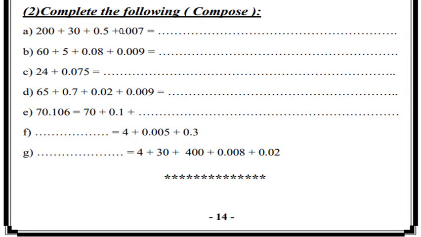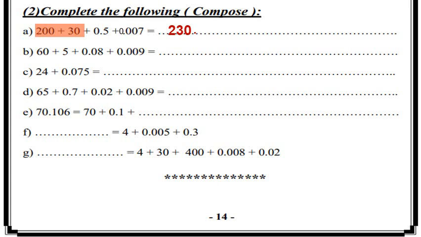Complete the following. Compose means put the numbers together. In letter A, I have 200 plus 30 plus 0.5 plus 0.007. Here I have 200 plus 30 as the whole part, so 200 plus 30 means 230. Then we are going to move to the decimal part. So put the decimal point. I have 0.5 plus 0.007.